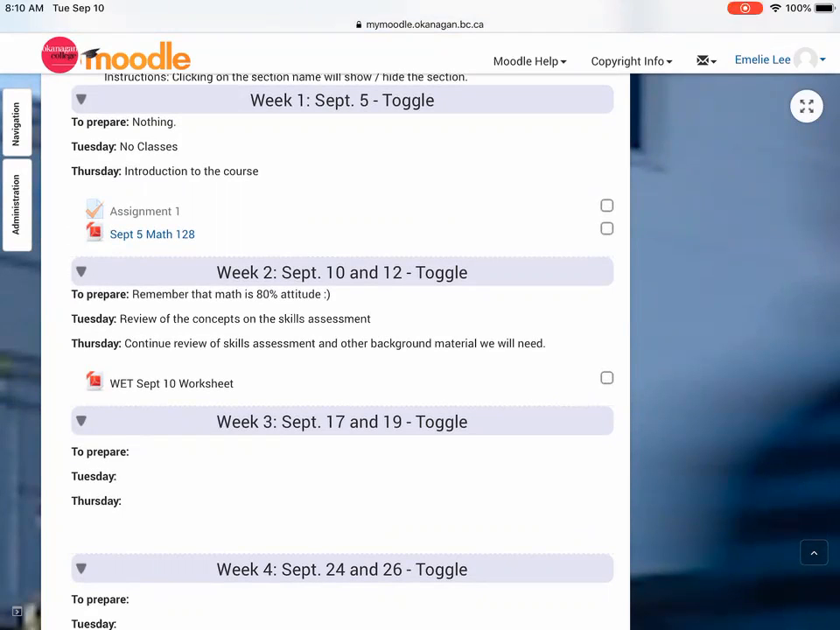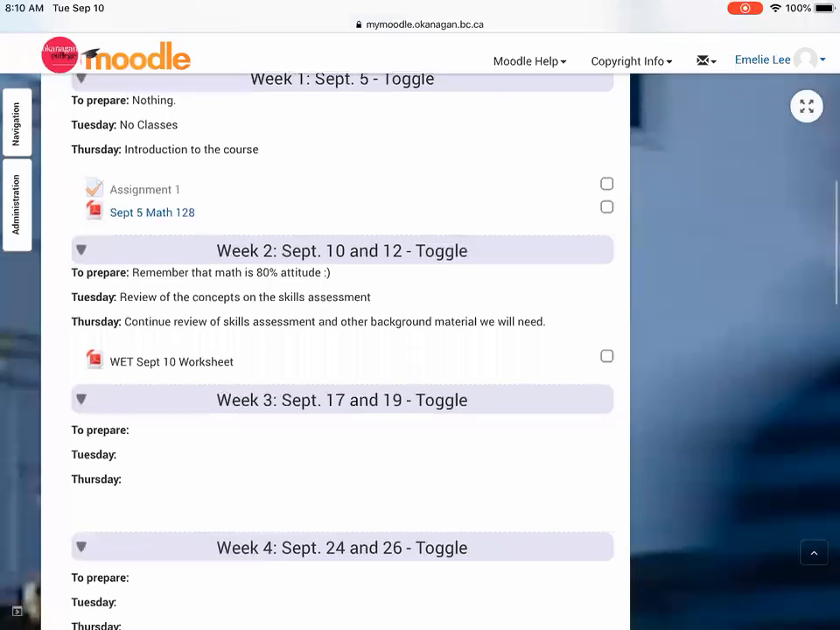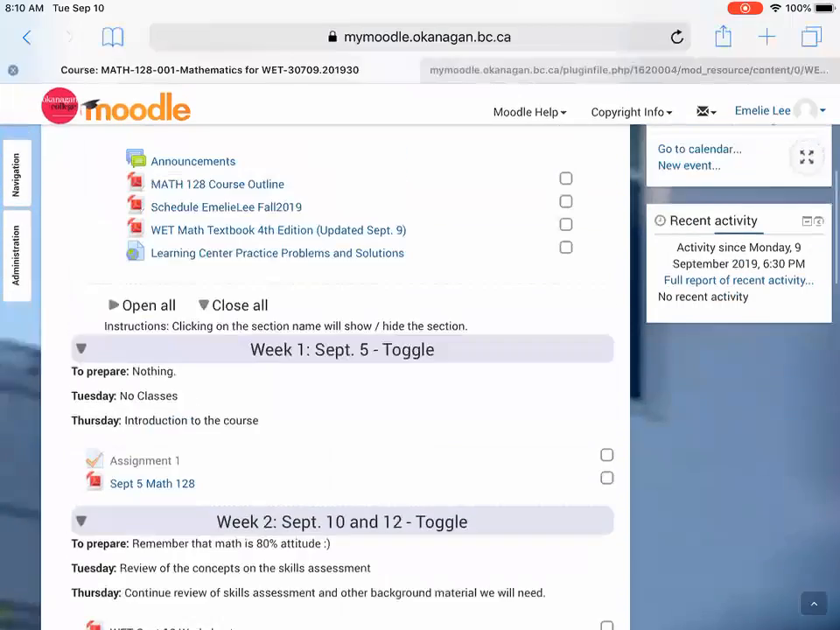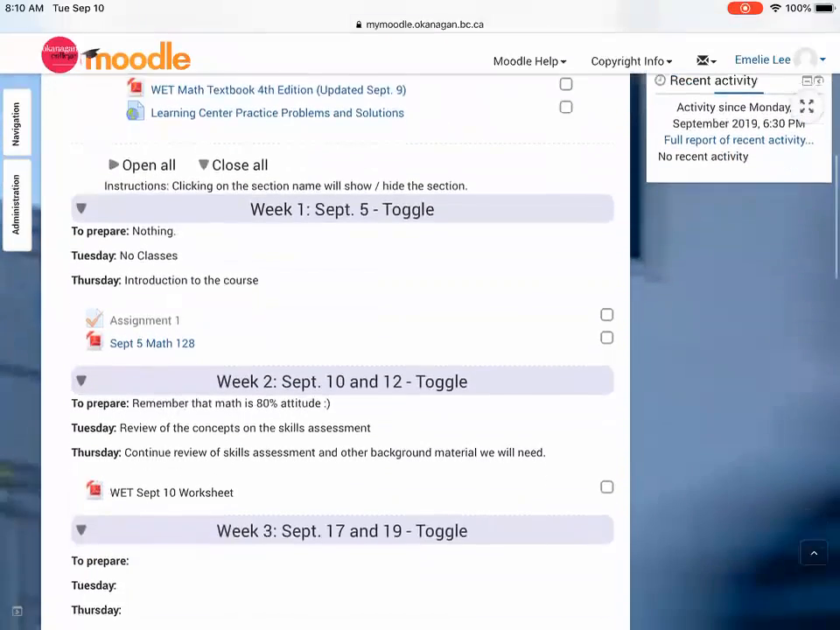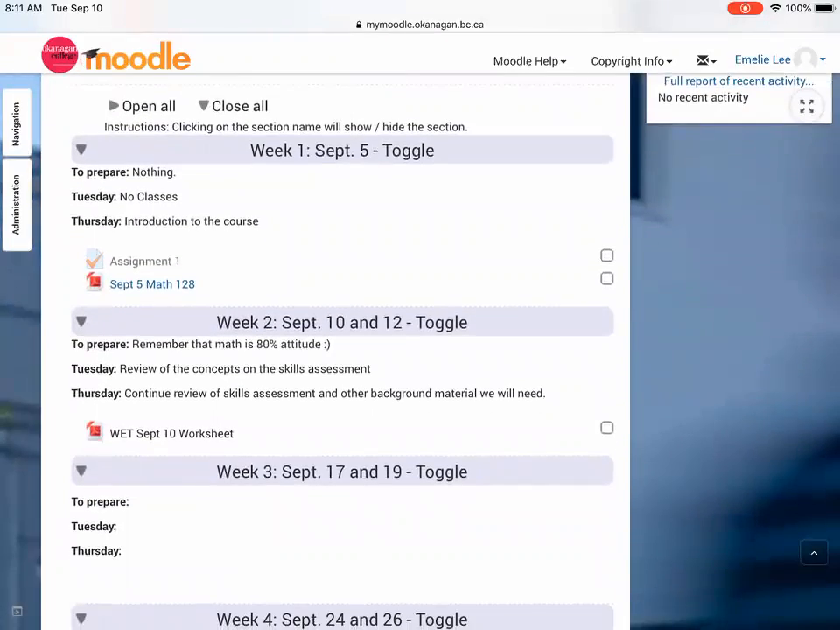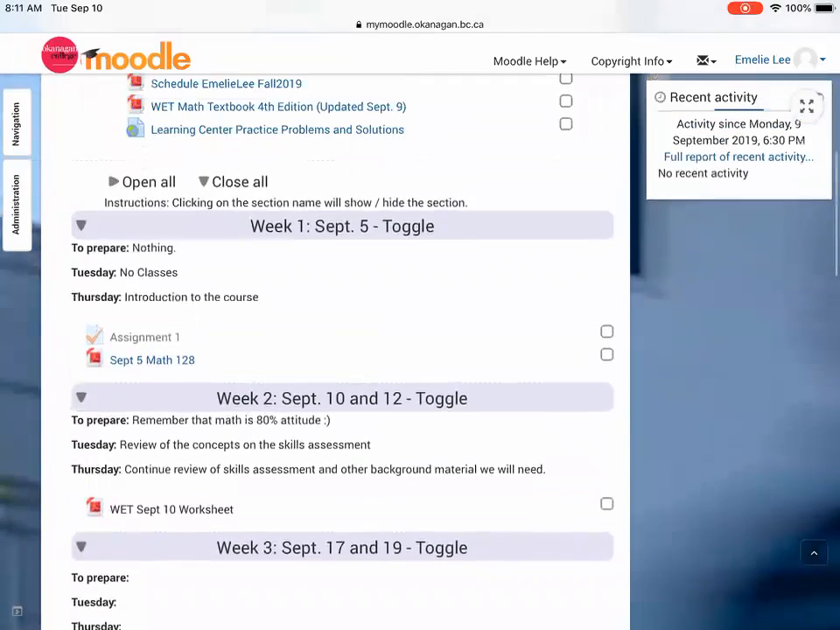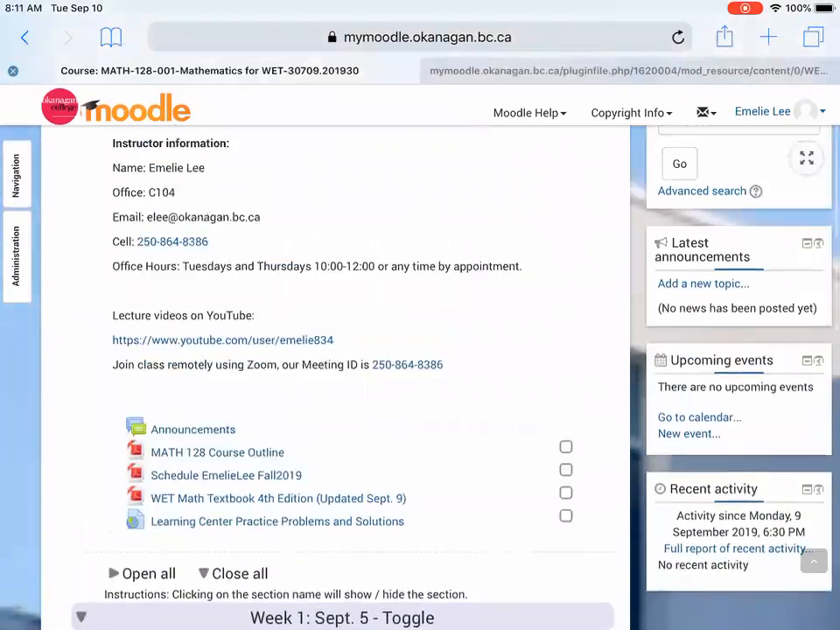For this week, we're just going to remember that math is 80% attitude, okay? So we're going to do it. It's going to be great, okay? And depending on how long we take today, we'll do the skills assessment. We might keep working on it on Thursday. I don't know. 2 hours is a long time, so yeah.